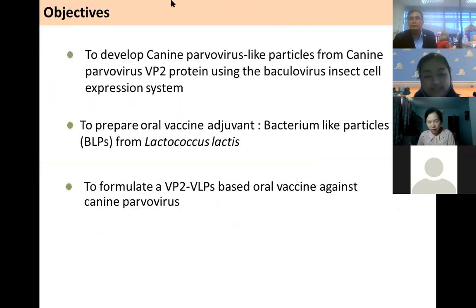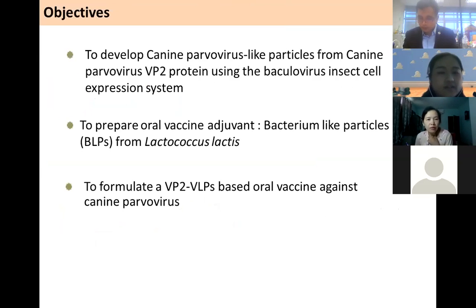As previously described, our objectives are, first, to develop canine parvovirus-like particle from canine parvovirus VP2 protein using baculovirus insect cell expression system. Second, to prepare oral vaccine adjuvant, which is bacterium-like particle from Lactococcus lactis, and to formulate VP2 VLP-based oral vaccine against canine parvovirus.